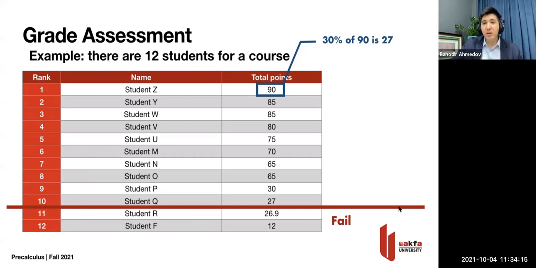You may ask me how we are going to assign the other grades. There are 4 grades, A, B, C, D. We are going to assign them depending on your position as well. The first 20% of the students are going to get A. So in this class, which students are going to get A?